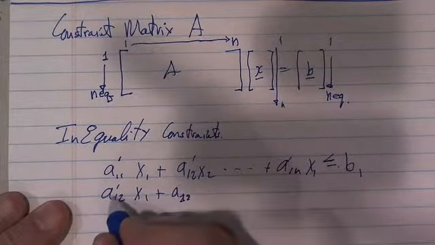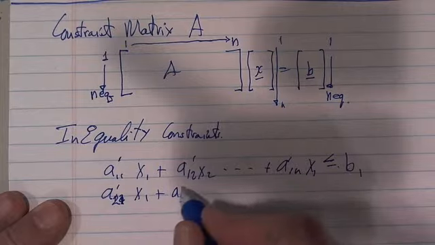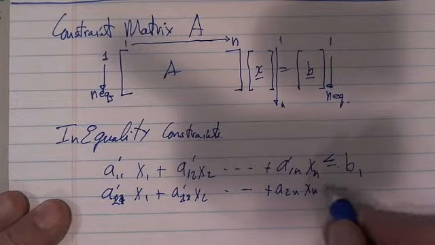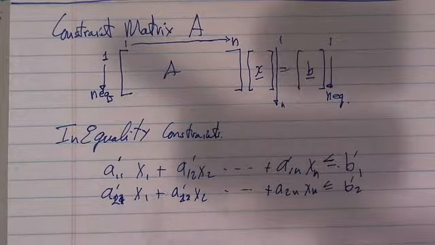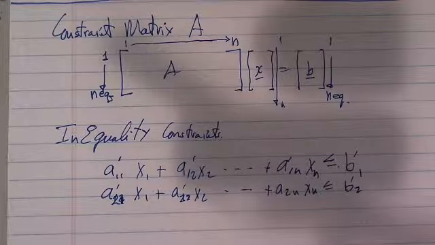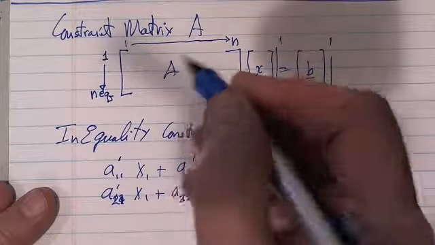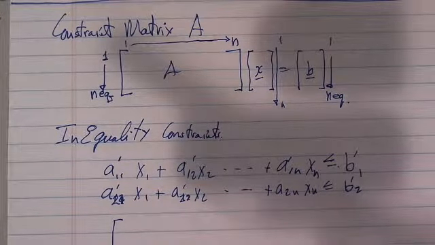This is A21 prime X1, A22 prime X2, up to A2n prime Xn, less than or equal to B2 prime. So now I have two inequality constraints. And the LP that we're going to use from MATLAB, it's very easy to load that data in. And we simply load it in as a different matrix. So, in fact, let me see.